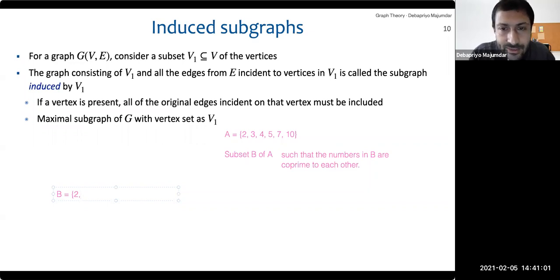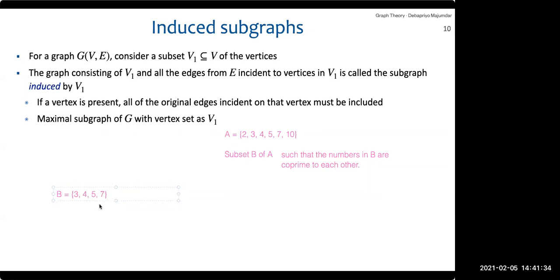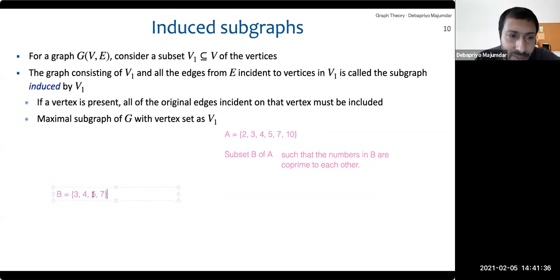Now let's look at the following one: 3, 4, 5, 7. Let's take this. Now, if you add any more element here, will it remain co-prime? It will not be co-prime, right? So this is actually a maximal subset which has this property.